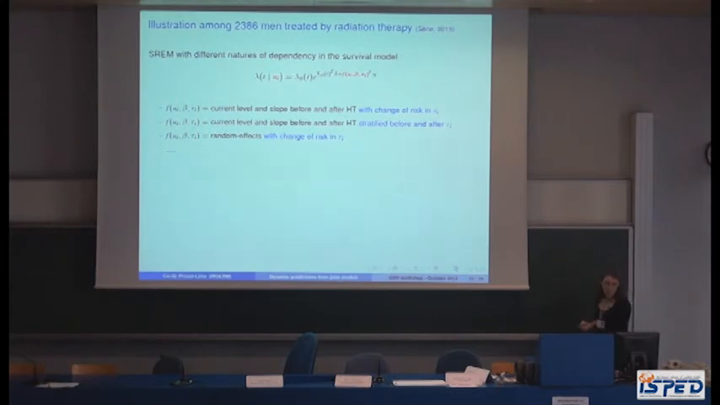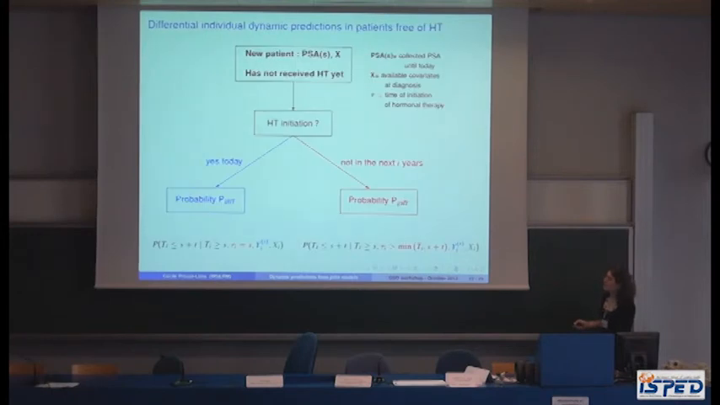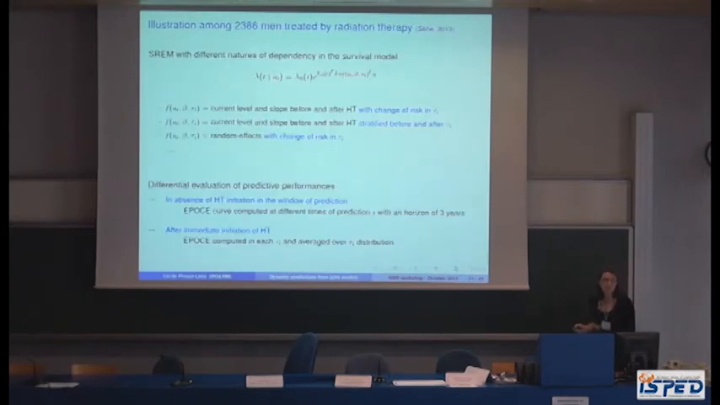The problem here is that we want to evaluate those predictions, and to do that, we have to split the validation in 2 parts. We have to evaluate the predictability of that and the predictability of that. So we have to do a differential evaluation of the predictive performances. In the absence of hormonal therapy, we can do it exactly in the same way as previously. We can compute the AUC curve or the Brier score curve at different times of predictions with a certain horizon. That's what we do with a horizon of 3 years.